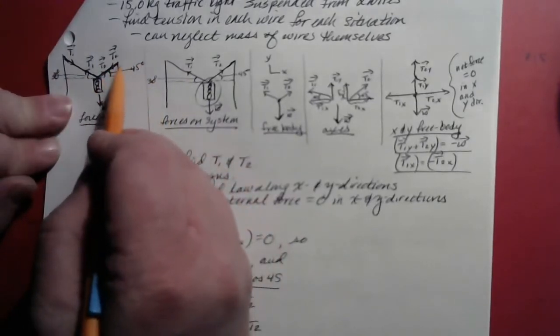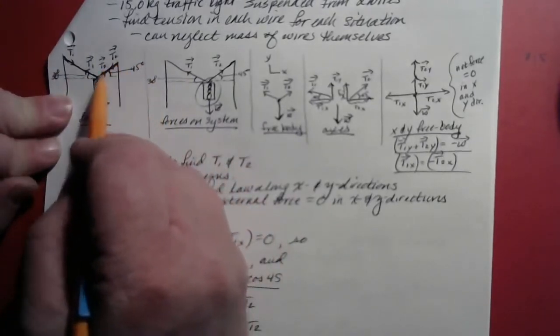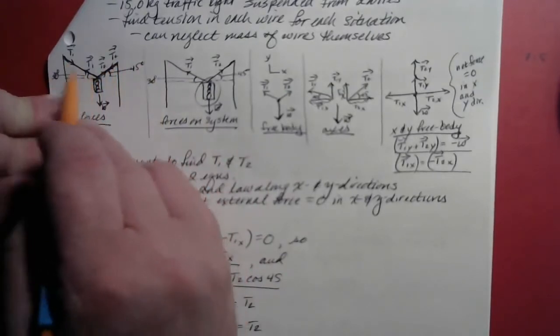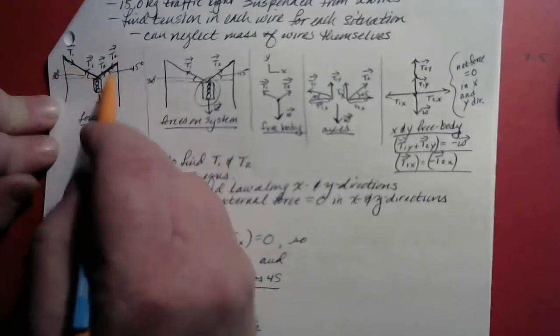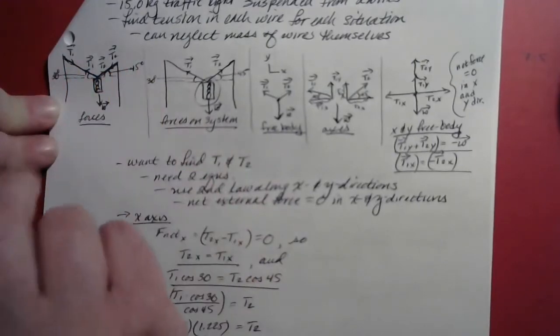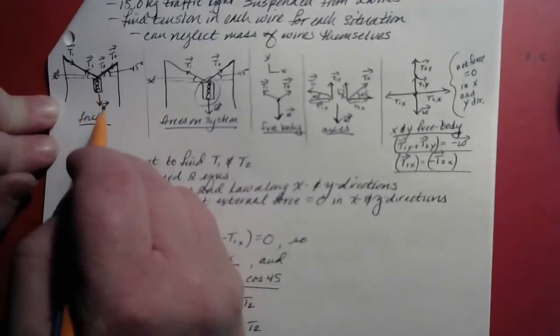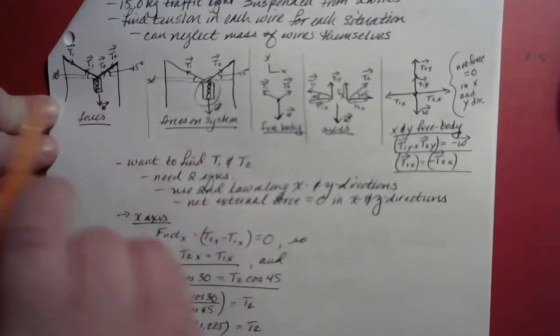In each case, you've got a tension in the lines, and I'm going to call tension 1 the tension in the line to the left, and tension 2 the tension in the line to the right. And you've also got the weight of the light itself, which is pulling straight downward.